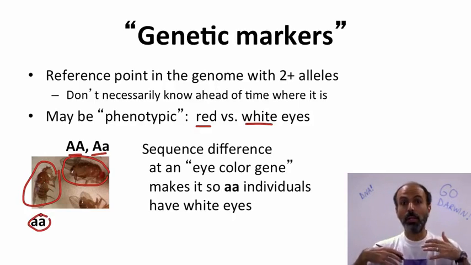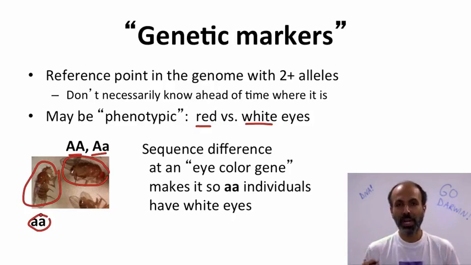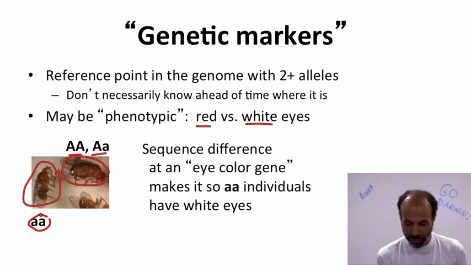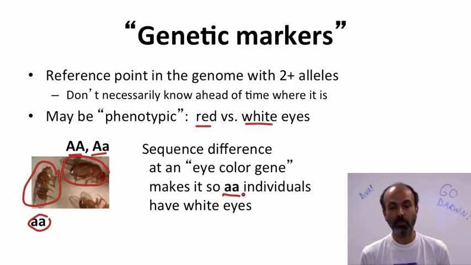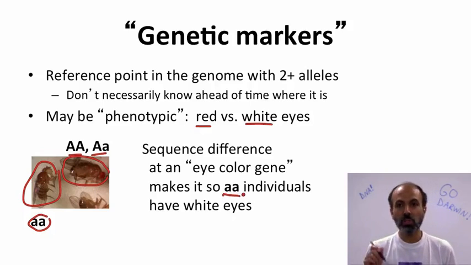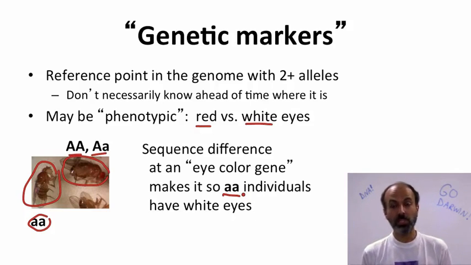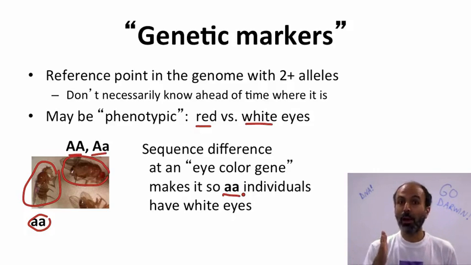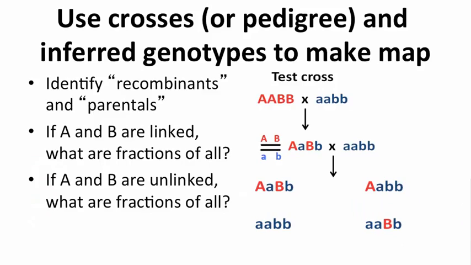Now, there's obviously some underlying nucleotide difference, some underlying DNA sequence difference at an eye color gene that's making it so the little a individuals have white eyes. But we can nonetheless use these as a genetic marker. And in fact, this is something that was used extensively over the course of the last century, and still at some level today is used for making genetic maps, these sorts of phenotypes. This is also how we map genetic diseases, and we'll come back to that a little bit later on.